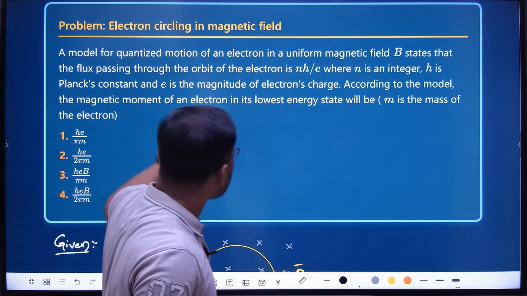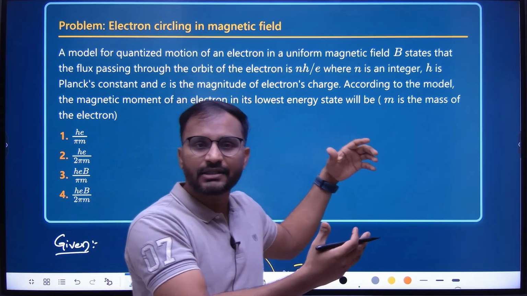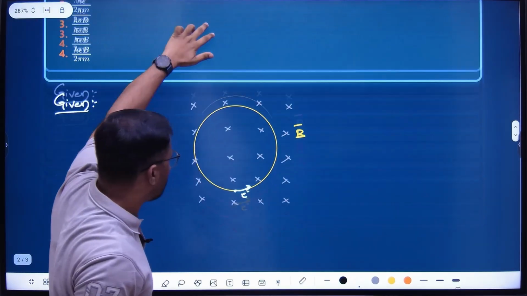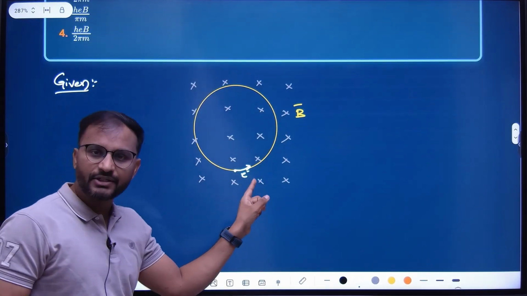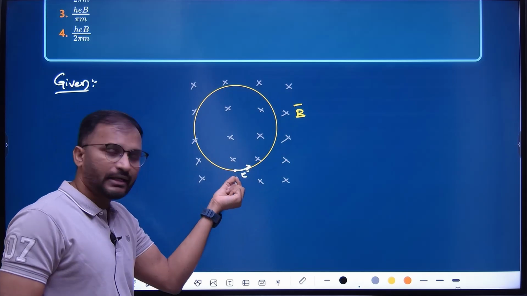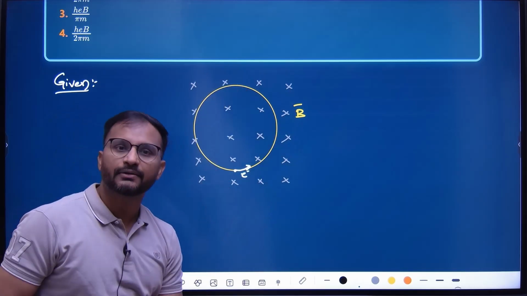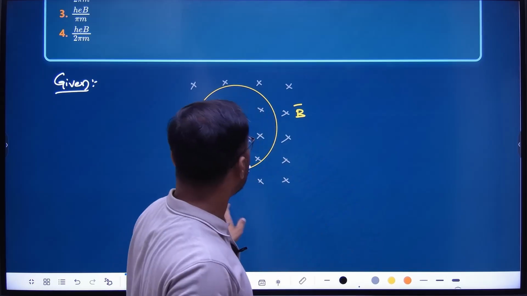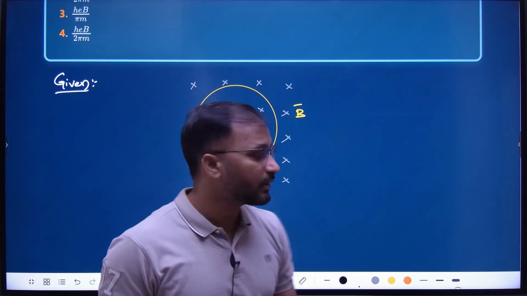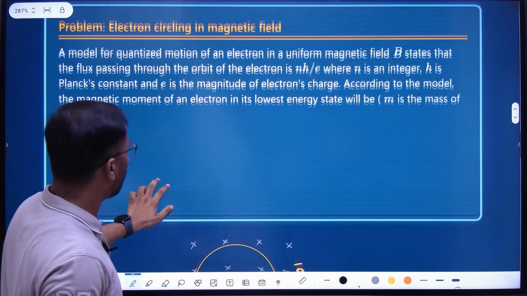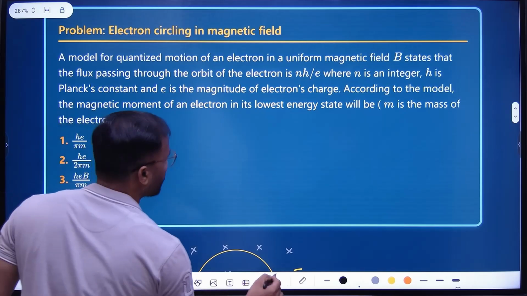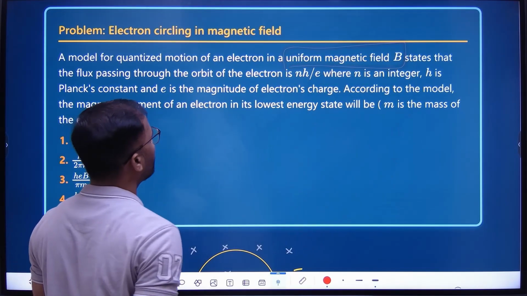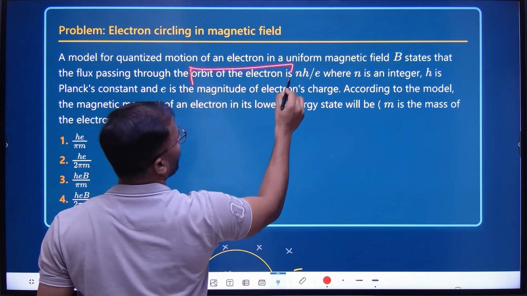Let me translate whatever he's saying into very simple language. What he says is there is a magnetic field, and in that magnetic field an electron is moving in a circular path. You may ask, sir, where did he say that? If you read the question carefully, he actually said that. Didn't he say uniform magnetic field B? Yes, he said that. Didn't he say the orbit of the electron?